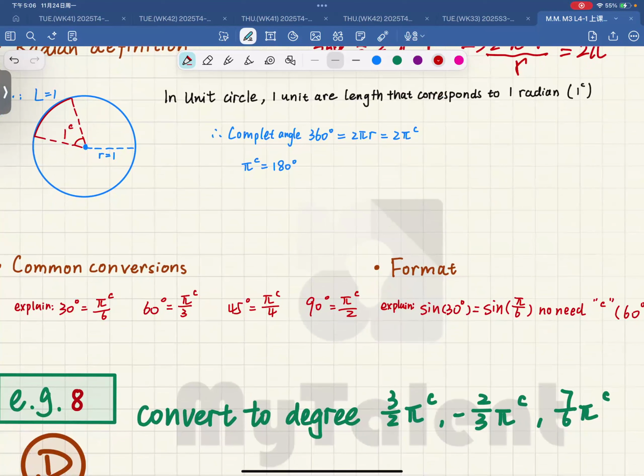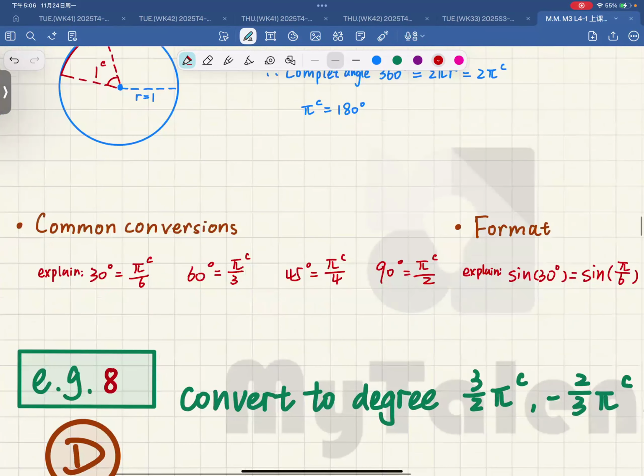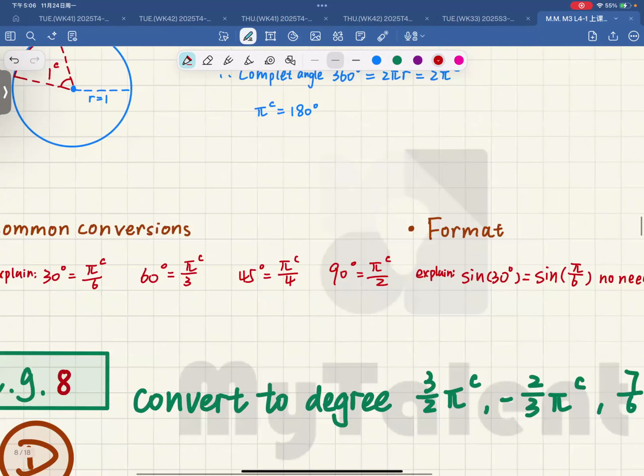So basically, we have some common ones: 30 degrees equal to pi over 6, 60 degrees equal to pi over 3, 45 degrees equal to pi over 4, and 90 degrees is equal to pi over 2. What is the C? Good question. Why do we put a C here? Because we use that C to represent this is a radian.